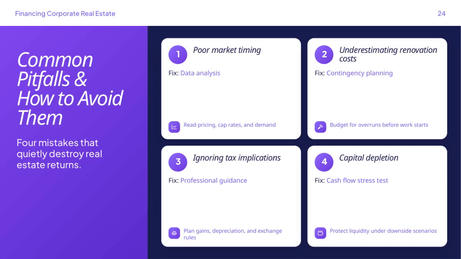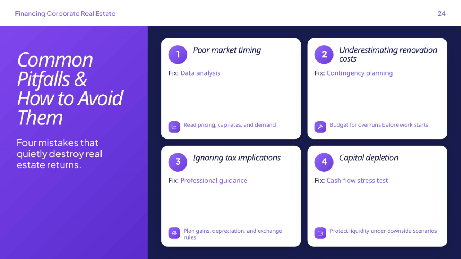Now, let's talk about 4 common mistakes that can quietly erode real estate returns and how to avoid them. First, poor market timing is a major pitfall. The best way to fix this is through thorough data analysis. Understanding pricing trends, cap rates, and overall demand can make all the difference.